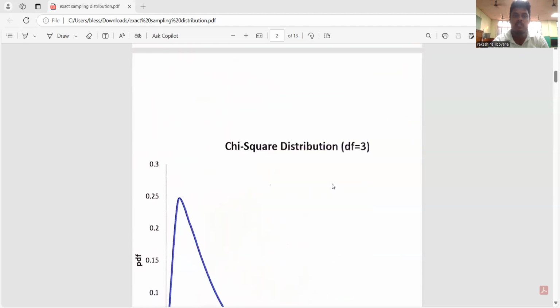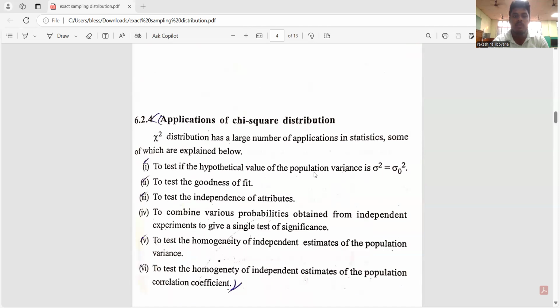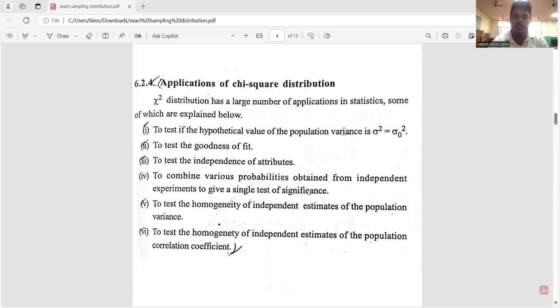The chi-square distribution has some of the greatest applications in real life and in statistics. There are a large number of applications. First, to test hypothetical values of the population variance: whenever we have data on a population variance, we can test hypothesized values through the chi-square distribution. Also, to test the goodness of fit, that is, whether our model fits well or not.